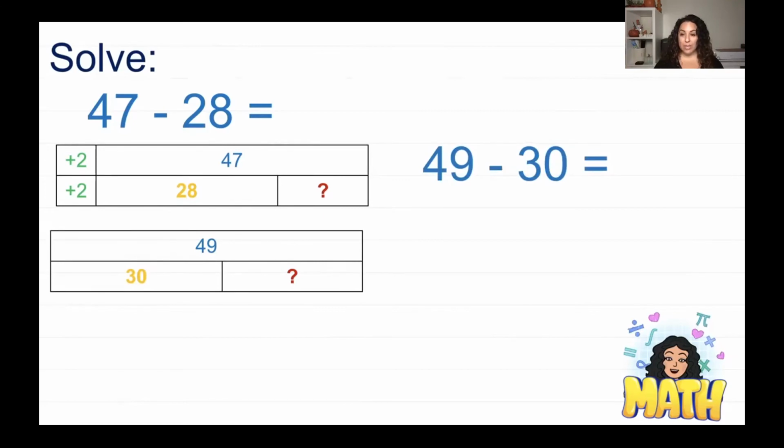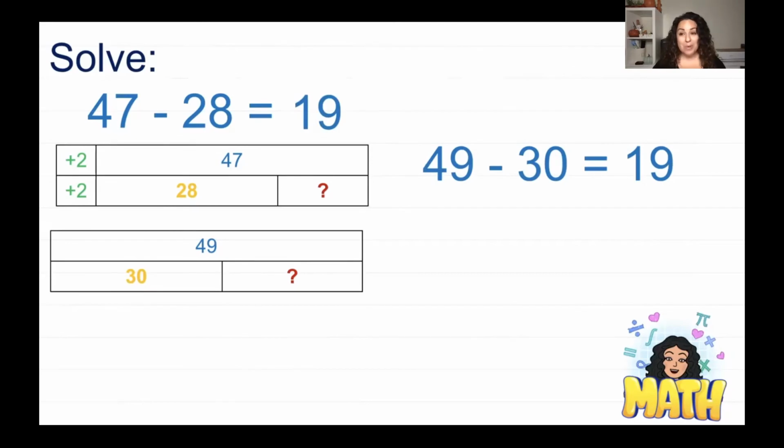So 49, let's count backwards. 49, 39, 29, and 19. I took away 3 tens. So if 49 take away 30 equals 19, that means that 47 take away 28 equals 19.